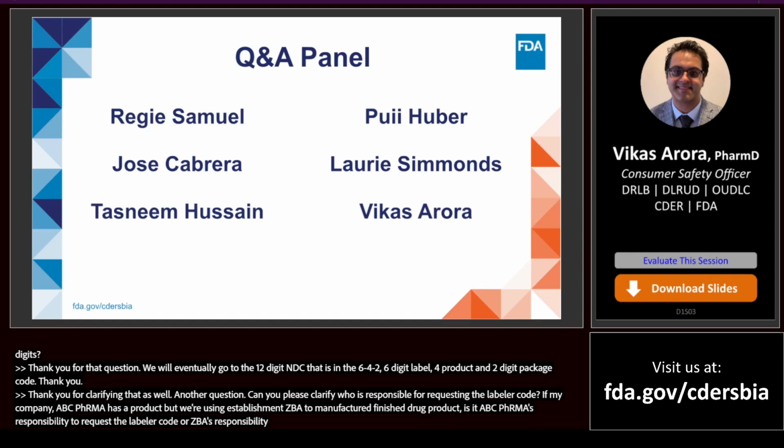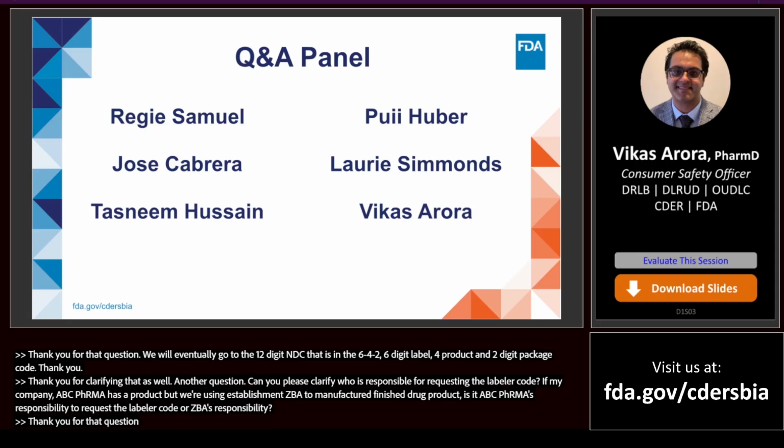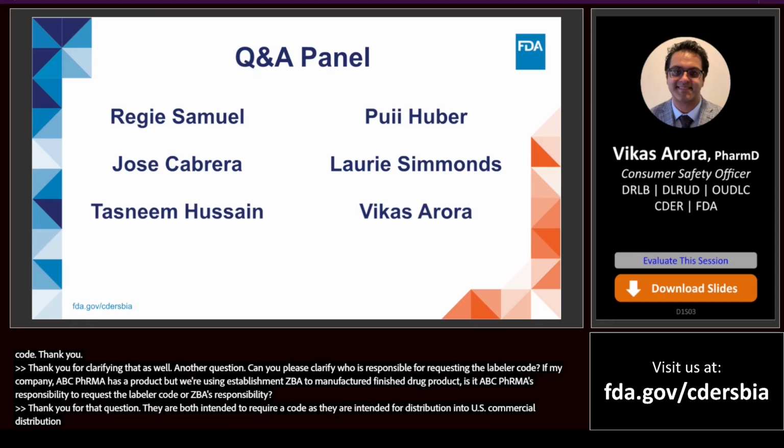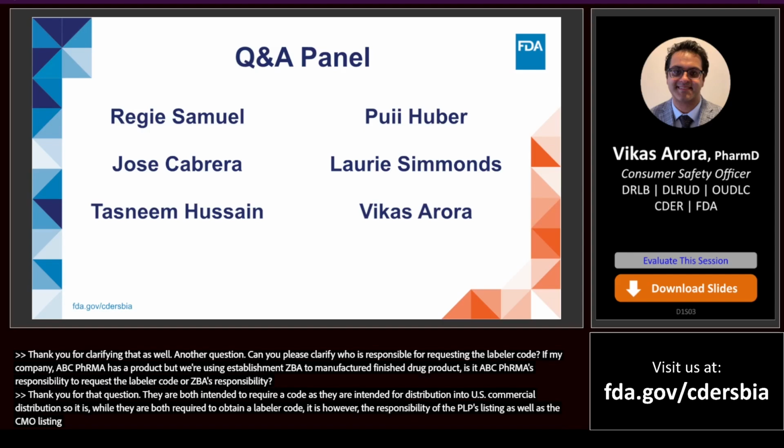So a PLD and CMO are both required to obtain a labeler code, as they're both intended for distribution into U.S. commercial distribution. While they're both required to obtain a labeler code, it is, however, the responsibility of the PLD's listing as well as the CMO's listing belongs to the CMO. However, many times the CMO does use a PLD as their authorized agent for their listings.